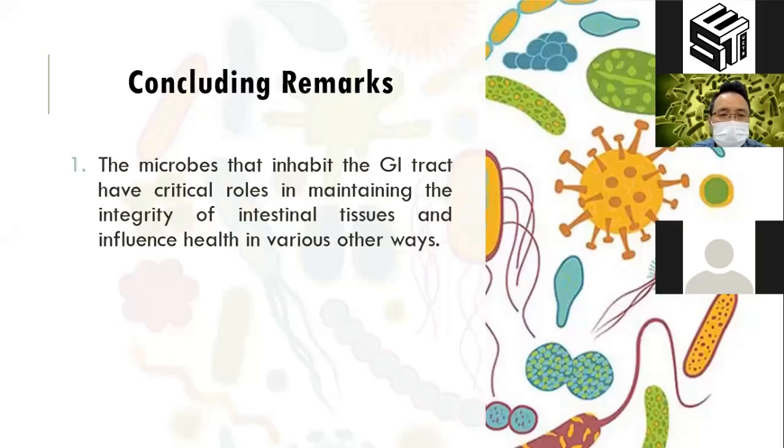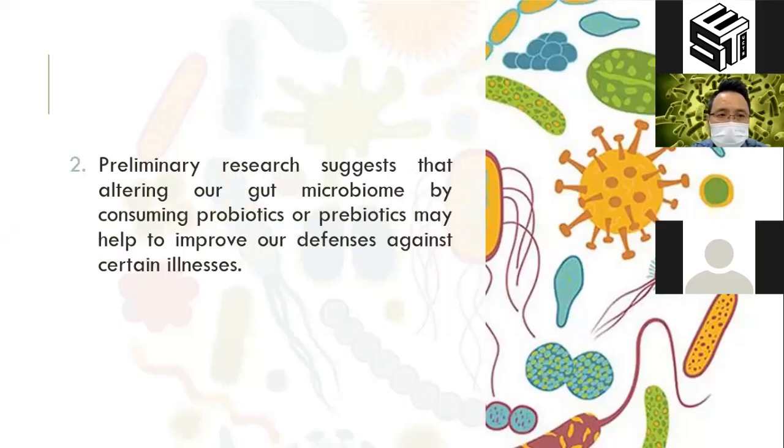So these are 3 concluding remarks, and it's also a take-home message for you. Number 1 is the microbes that inhabit our gastrointestinal tract have a critical role in maintaining the integrity of intestinal tissues and influence our health in various other ways. These are what we call the gut microbiome. They play important roles in our welfare.